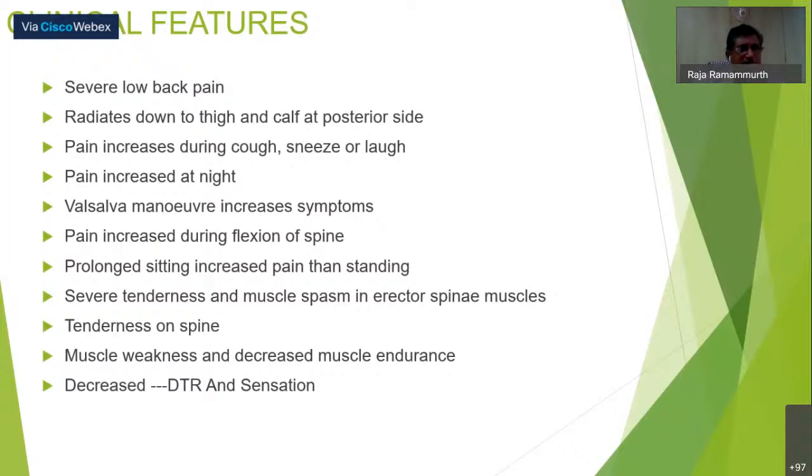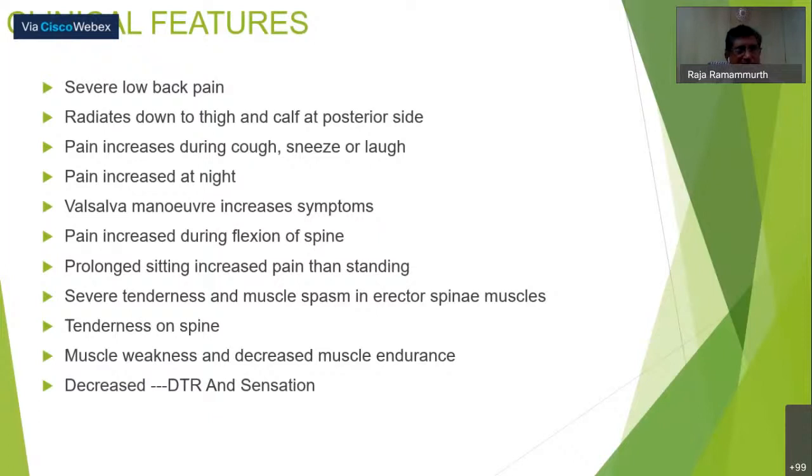Then the third point is the pain increases during cough, sneeze, and laugh. As I already explained in the Valsalva maneuver, whenever we cough, sneeze, and laugh, there are chances of increased intra-abdominal and intra-thoracic pressure, which in turn pushes the pressure to the spinal canal. So through that, the patient complains of pain. Then the fourth point is the pain increased at night time. Fifth one is the Valsalva maneuver, already I've explained to you.